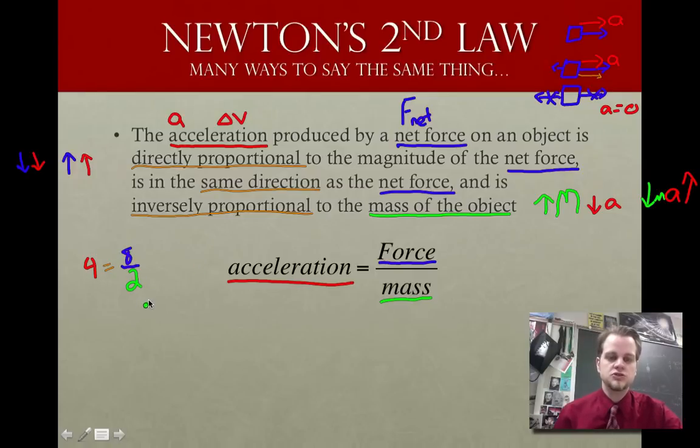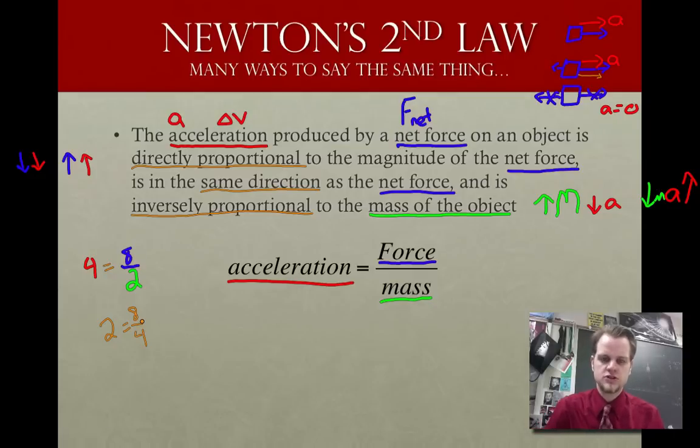Now, if you were to double the mass, now you have 8 divided by 4. What's 8 divided by 4? It's 2. So if you double the mass, you halve the acceleration. That's kind of what we're talking about with the math there.